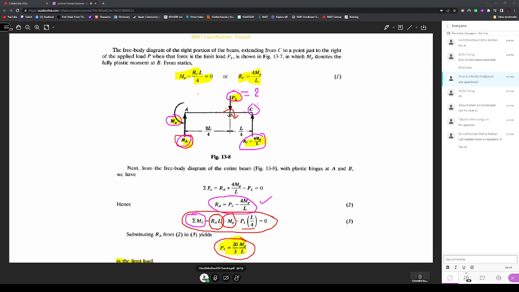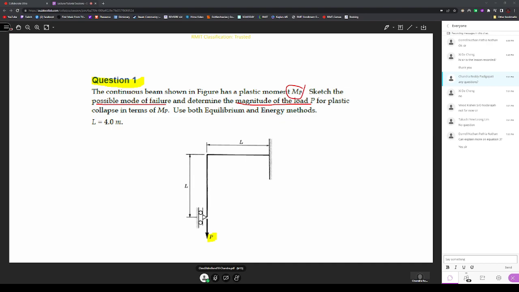All right. So then we move on to your assignment questions. The first assignment question here is that there's a continuous beam. You can see here, it has a plastic moment MP. When the moment reaches plastic moment, you're asked to sketch the possible mode of failure and determine the magnitude of the load. That means when this load increases to plastic load, PL.